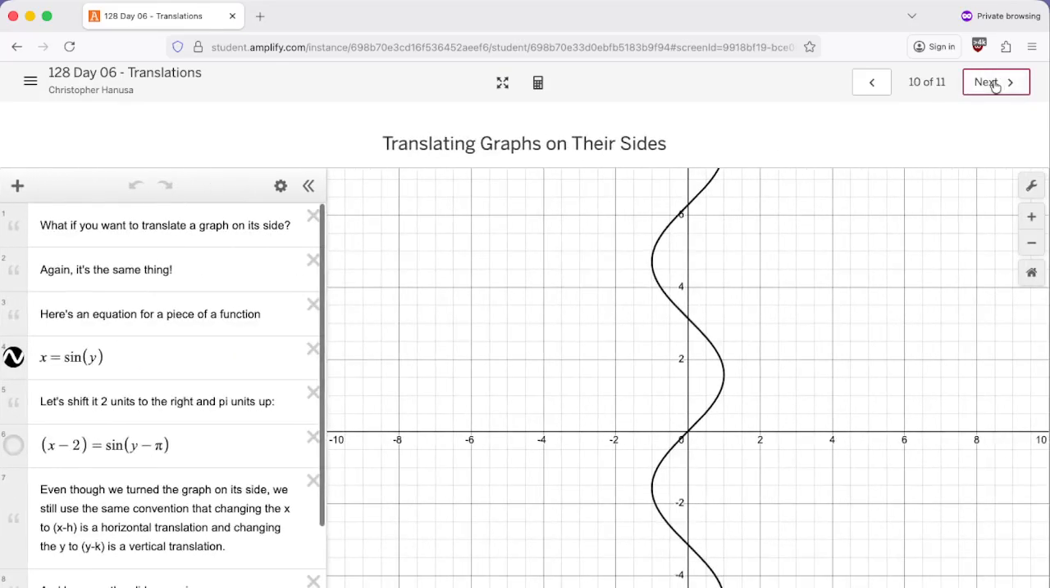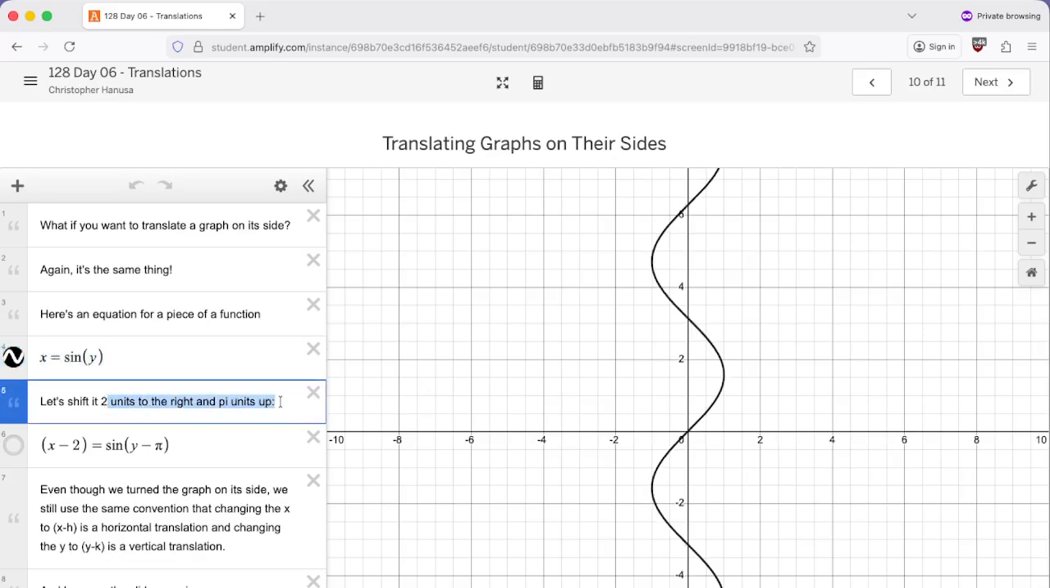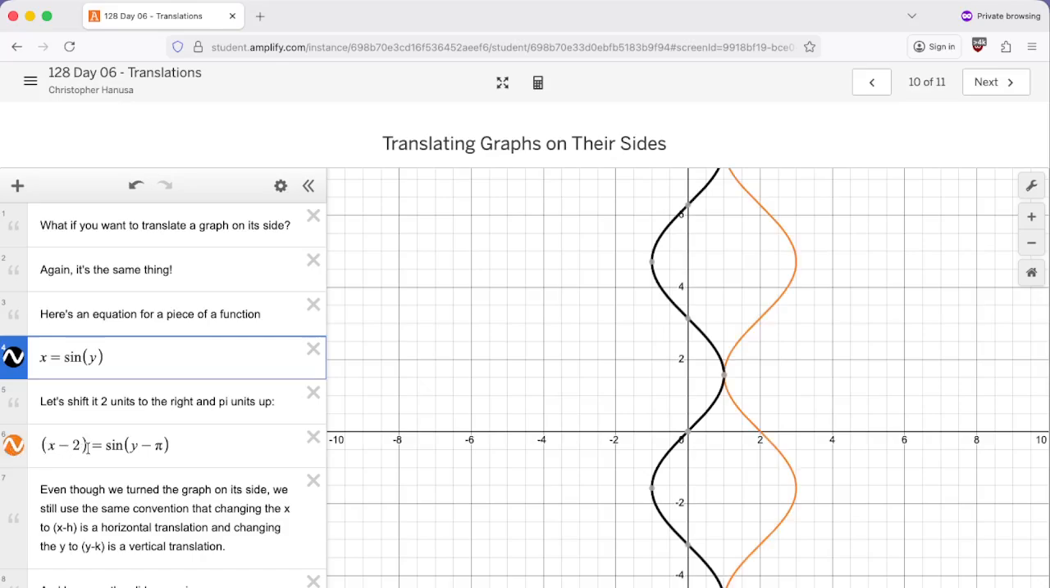All right, one last bit here. We can also do this when we translate our graph that's on its side. So here's a function, x is equal to sine of y. We've taken the roles of x and y and interchanged them. Let's shift it 2 units to the right and pi units up. If I take x and do x minus 2, that's moving it over 2 units. And then shifting it pi units up moves this over here.